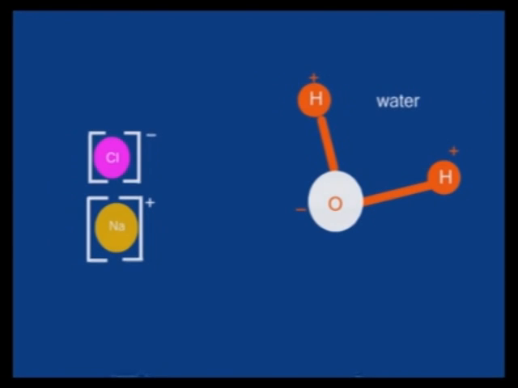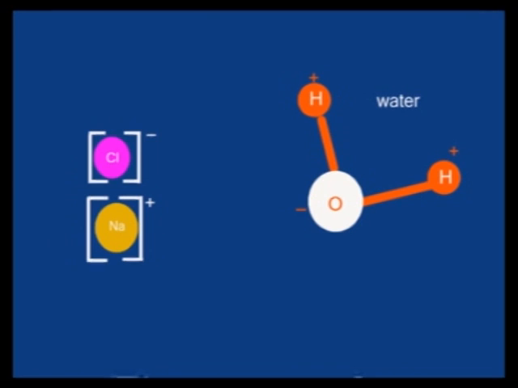Now, how exactly does water dissolve ionic compounds? Water is a polar molecule. That means its constituent atoms carry a partial charge. For the water molecule, the hydrogen is partially positively charged and the oxygen atom is partially negatively charged.